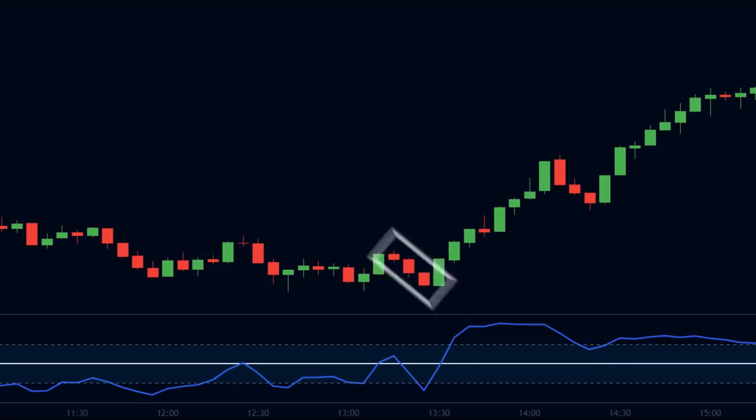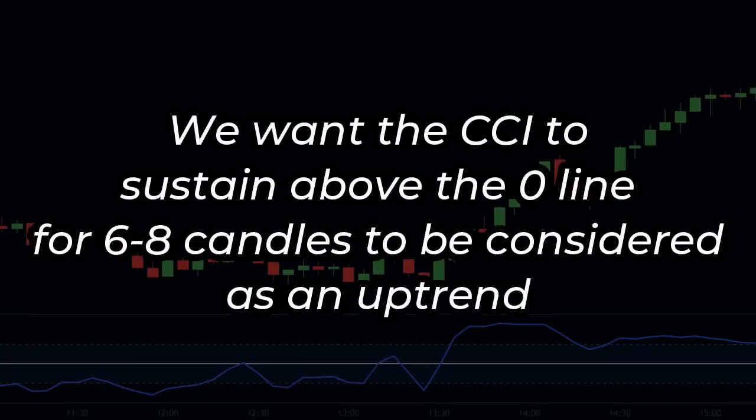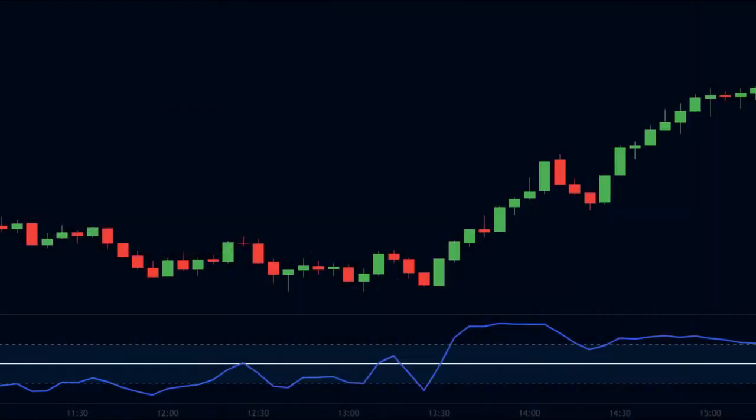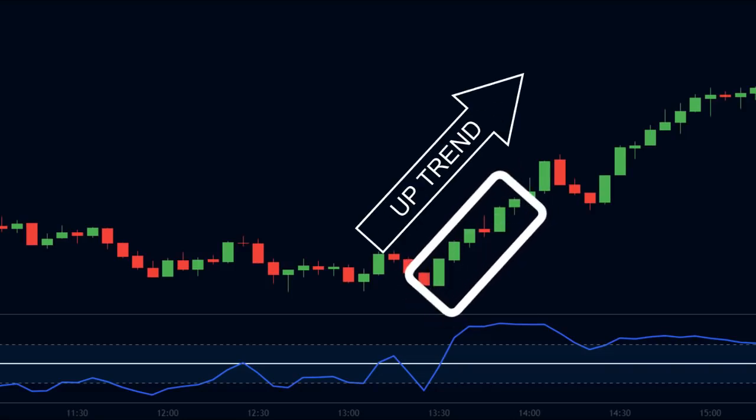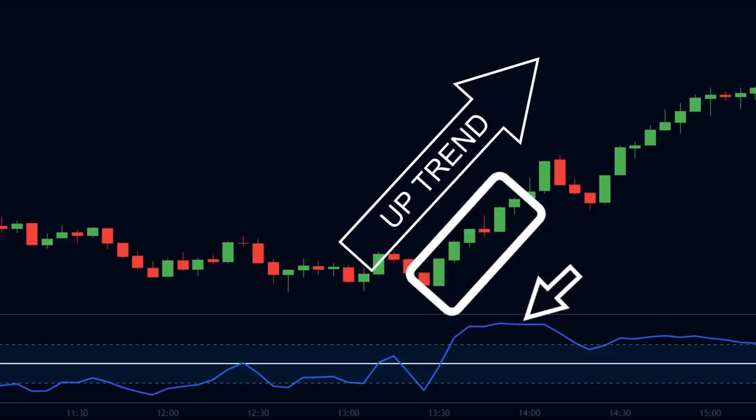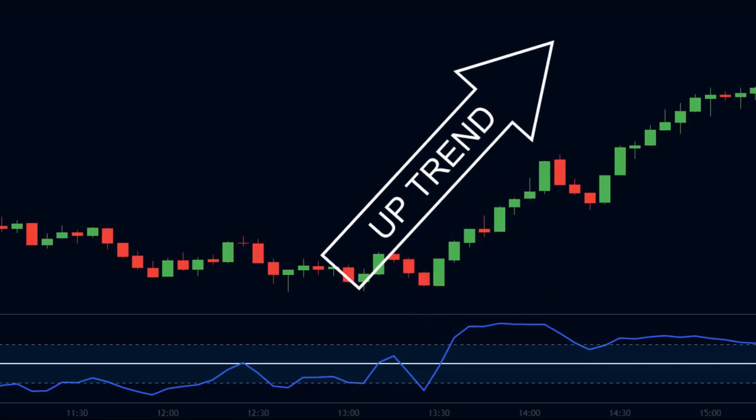candles after our entry. But as I said earlier, we want to see the CCI sustain above the zero line for at least 6 to 8 candles in order for us to consider it as an uptrend. So we would not have considered an uptrend after this candle. Our uptrend signal will be generated only after these set of candles that sustain above the zero line on CCI.